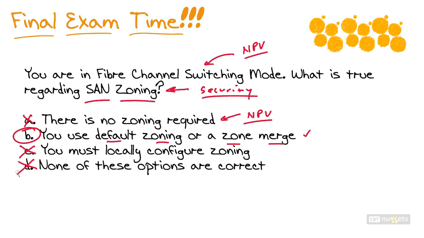When in doubt in your exam environment, never choose the none of these options are correct option. This just means the exam author ran out of incorrect answers to present to you. And that's exactly what happened with me, by the way.